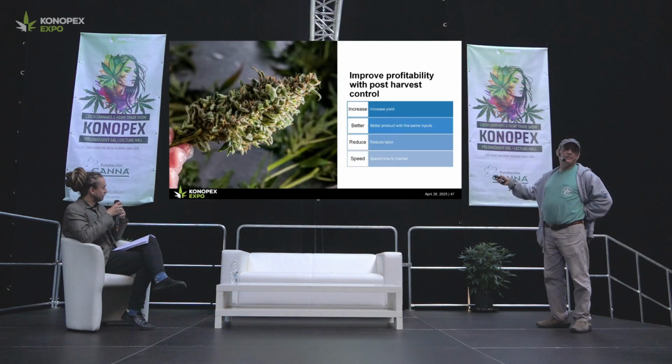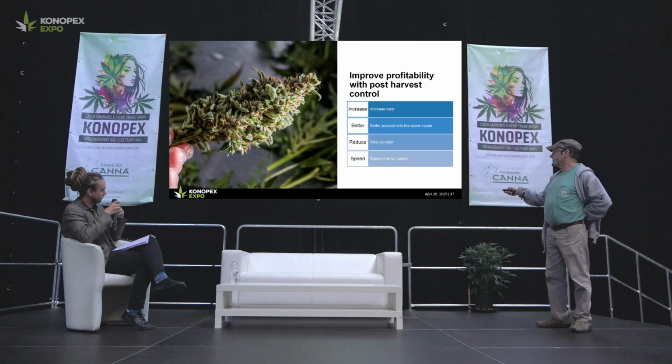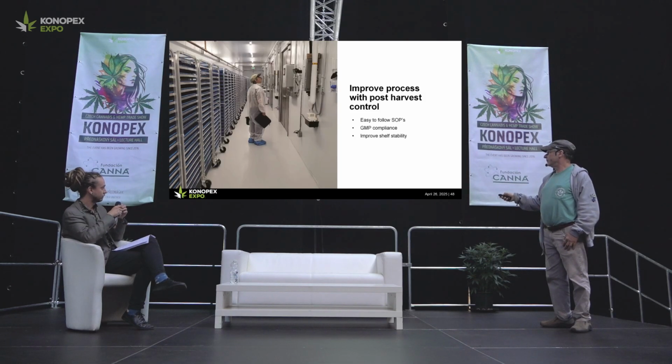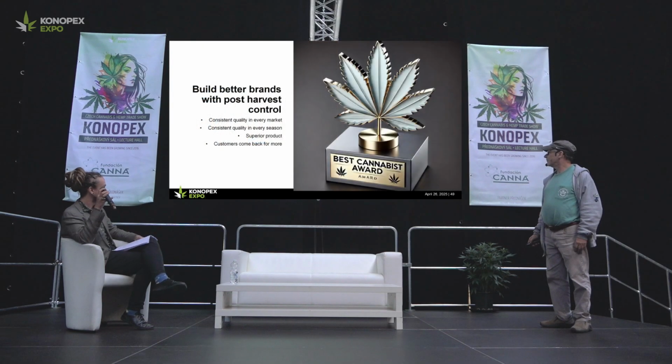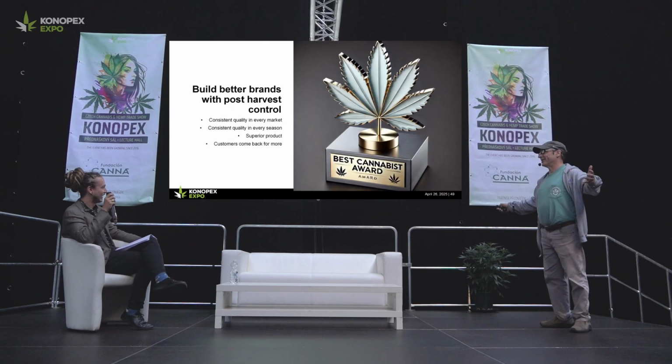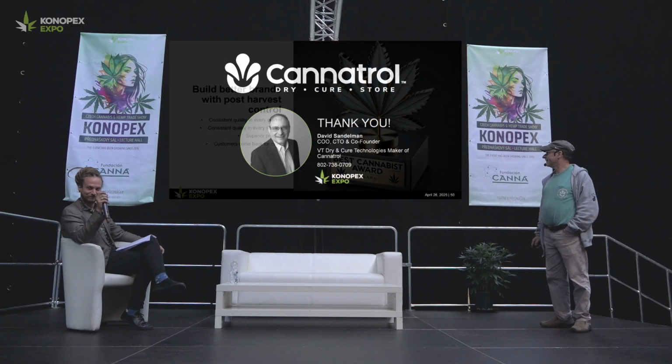So the benefits now of what you get: higher yield, better product, reduced labor, speed to market. This gives you better SOPs, standard operating procedures, great for GMP compliance because you have control and repeatability, and you're improving your shelf stability because your trichomes are more stable. And cup awards. We have many users, and their secret recipe is they're using vapor pressure with one of our systems to win cups. Thank you.